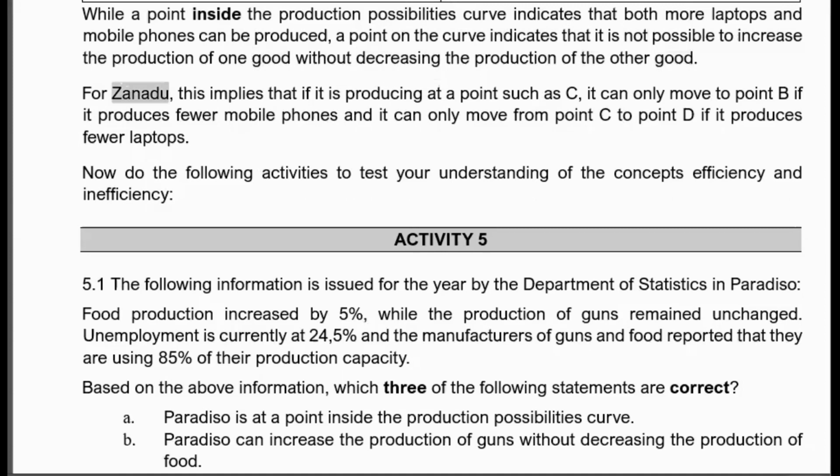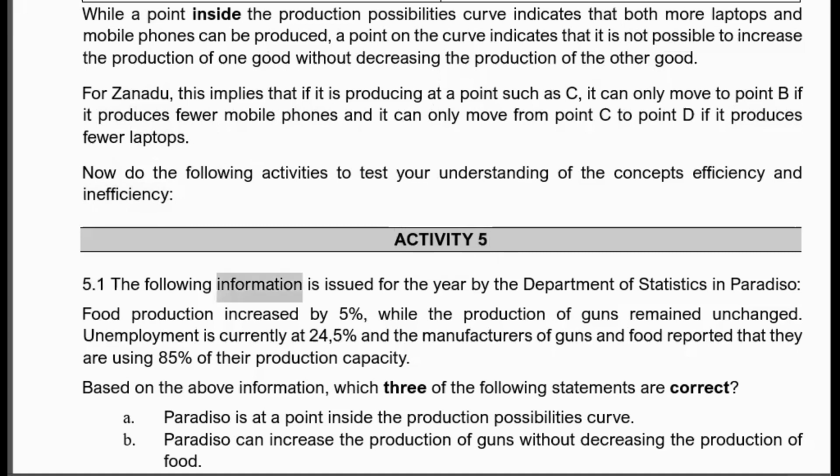For Xanadu, this implies that if it is producing at a point such as C, it can only move to point B if it produces fewer mobile phones, and it can only move from point C to point D if it produces fewer laptops. Now do the following activities to test your understanding of the concepts efficiency and inefficiency. Activity 5.